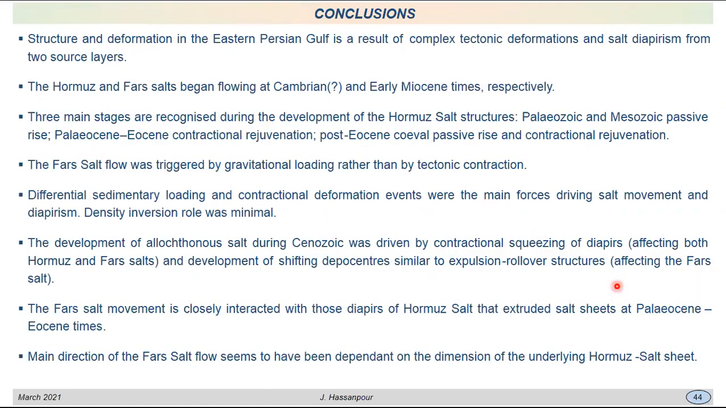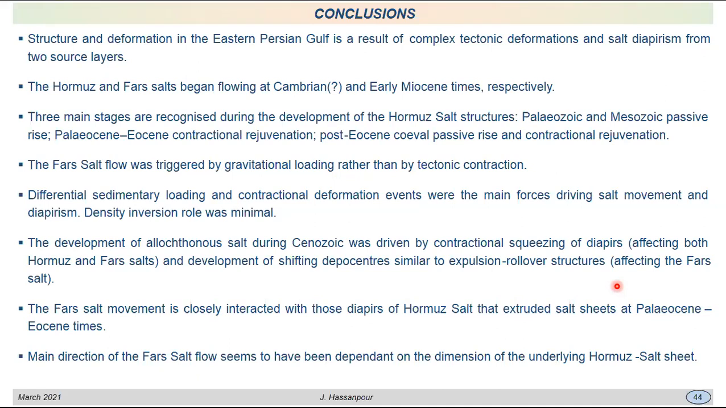So to recap what we have got in this area in the Persian Gulf about the salt tectonics, the Hormuz and Fars salts began flowing at Cambrian and early Miocene respectively, and we have identified three main stages in the history of Hormuz salt movement, including a Paleozoic and Mesozoic passive diapirism stage, followed by contractional rejuvenation and extrusion of evaporite at Paleogene and younger times.